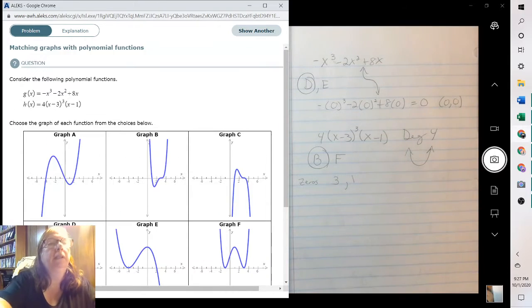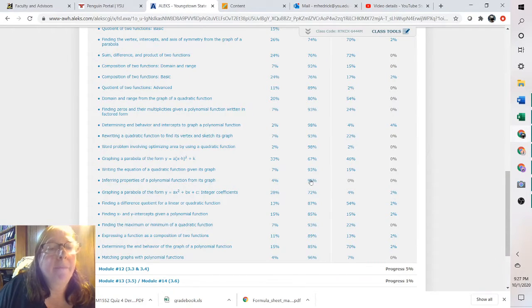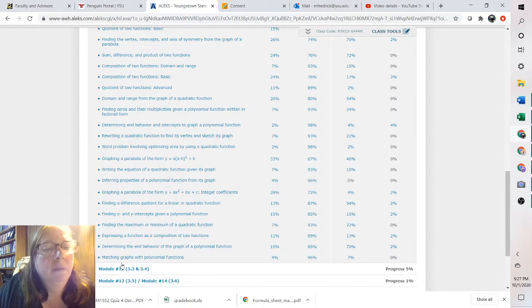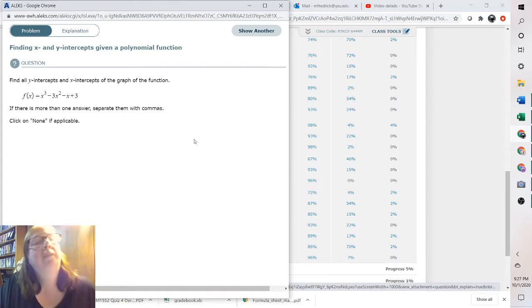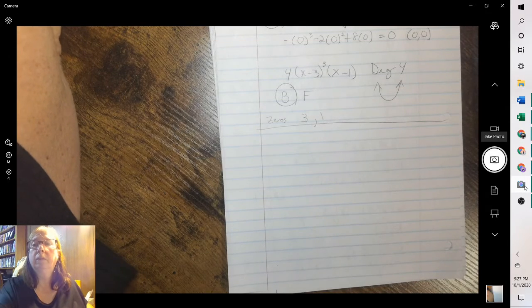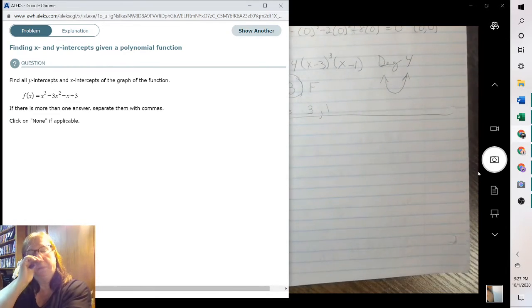So that one was matching graphs. One more. Finding x and y-intercepts given a polynomial. Finding x and y-intercepts right there. Okay. For this one, finding the x and y-intercepts, you need to factor.